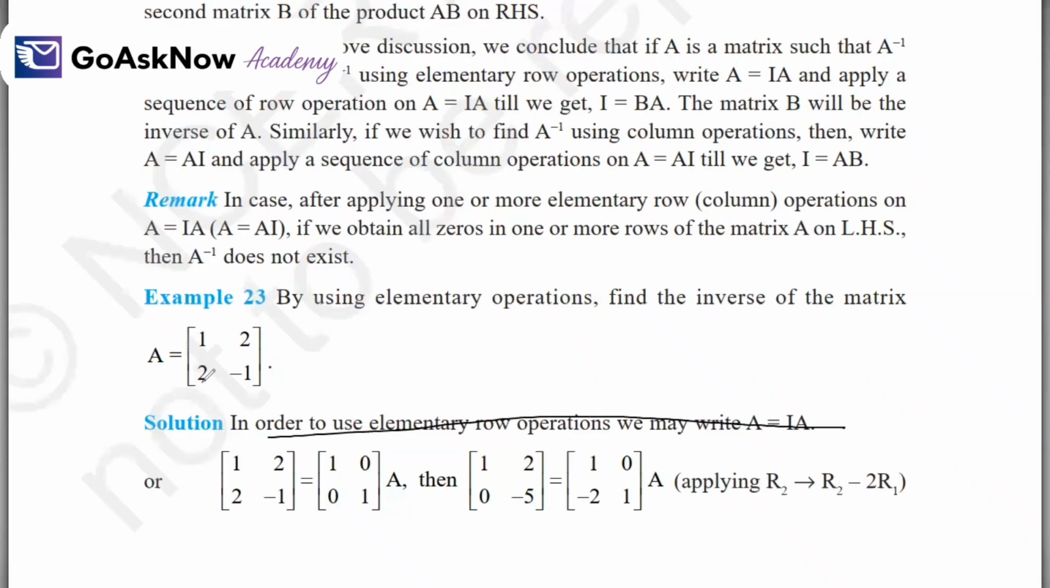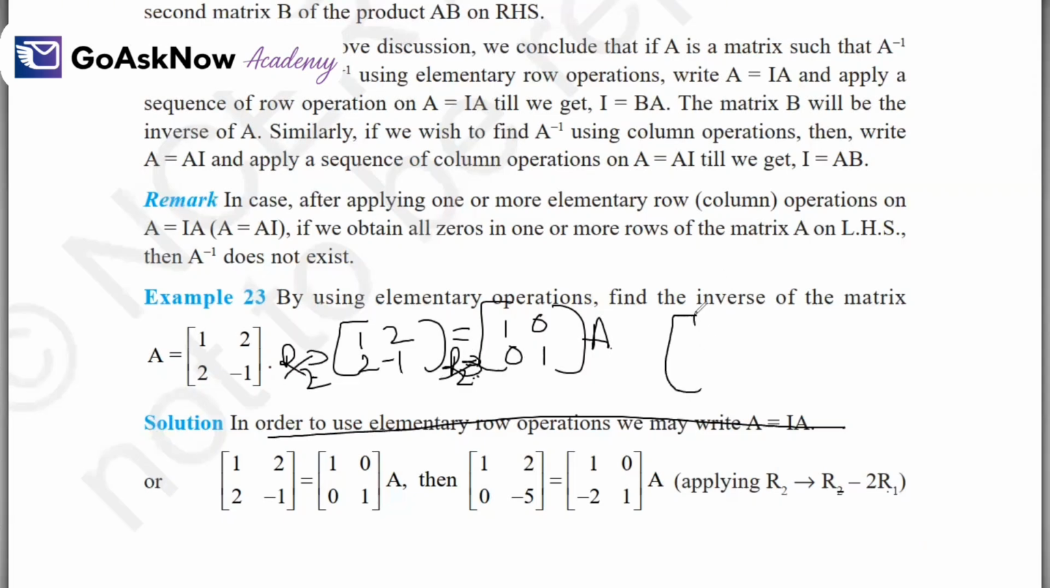See here, now [1, 2; 2, -1] can be written as [1, 0; 0, 1] into A. Then here you can apply R2 is equal to R2 minus 2R1. On the left hand side, change R2 to R2 minus 2R1. Then on the right hand side, you have to apply this operation simultaneously to this also. Whichever operation you apply here, the same operation should be applied here also.